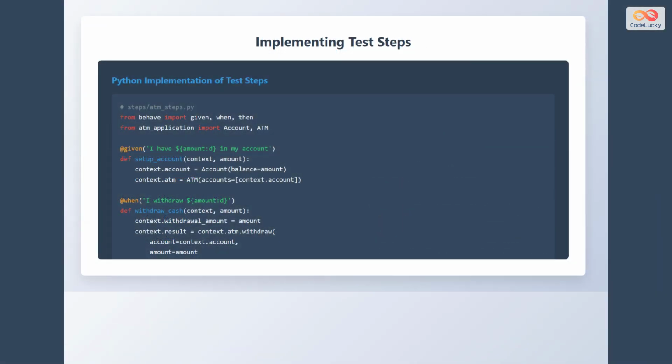Now let's implement the test steps using Python. Here's the Python implementation of the test steps where, from Behave we import given, when, then. From the ATM application we import account and ATM. We define steps for setting up the account, withdrawing cash, verifying cash received, and verifying the account balance, using assertions to check the expected outcomes.